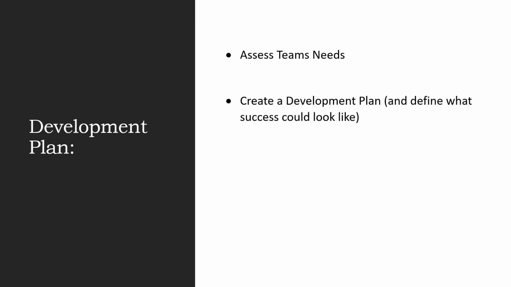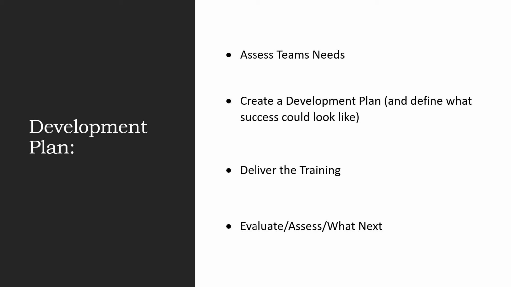The plan will typically run through the following steps, where you assess the team needs, create a development plan and define what success could look like, really important, deliver the training, then evaluate and assess it, and iteratively work out what then comes next. It's a combination of having this overarching strategy in place alongside the individual training components that will help you see return on investment in training and development.